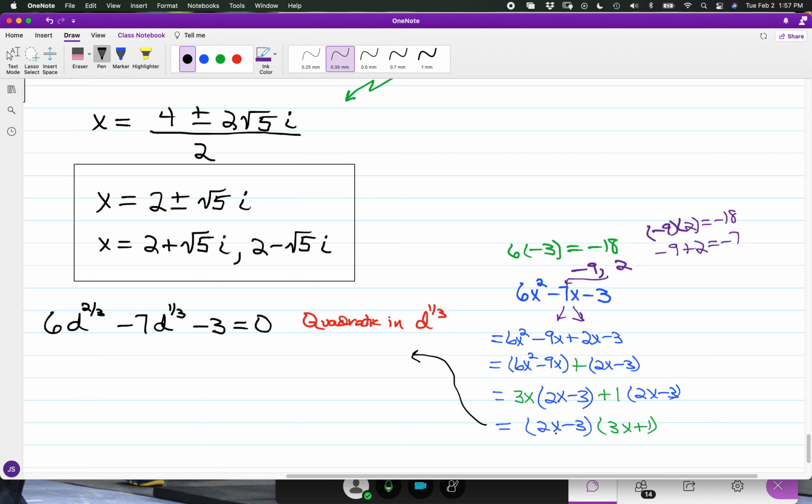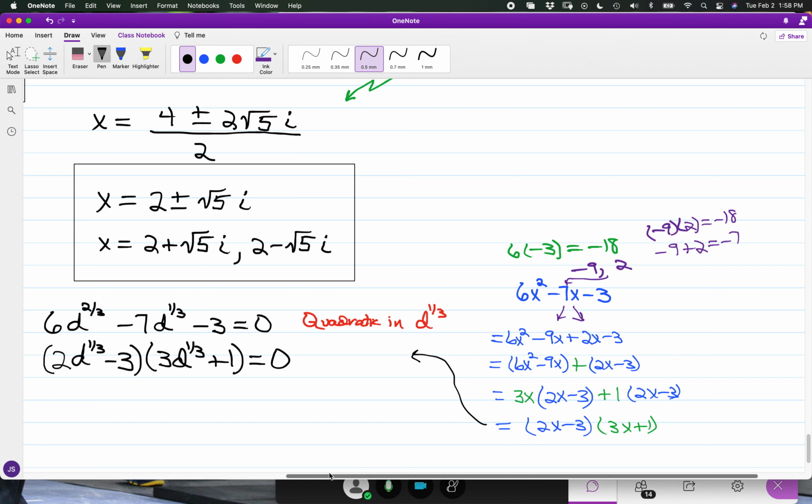So we have something analogous to 2x minus 3. We're going to take 2 times, now x is going to be corresponding to d to the 1/3, whereas d to the 2/3 and x squared run on the same parallel. So here we have 2 times d to the 1/3 minus 3, times the quantity of 3 times d to the 1/3 plus 1.